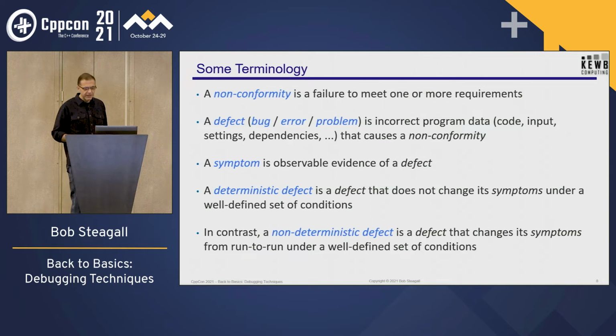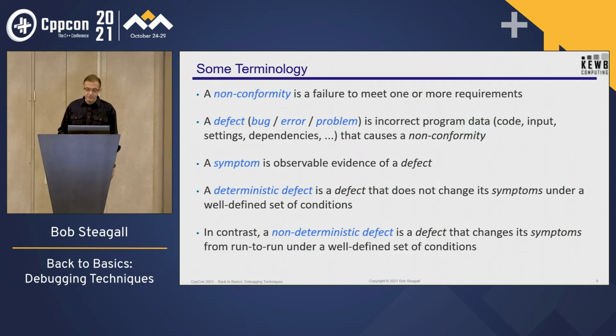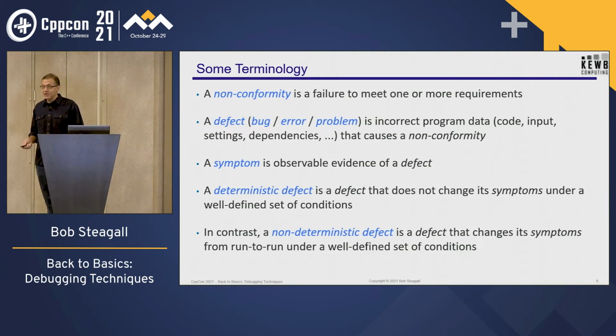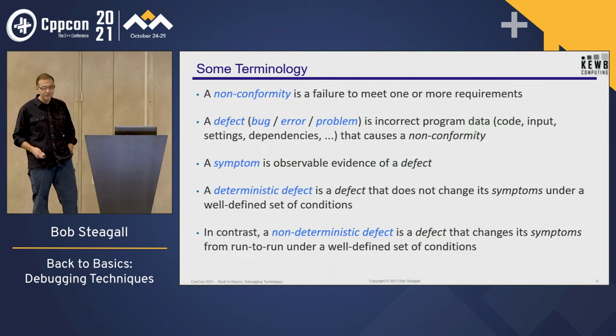Now, you've probably heard of non-deterministic defects. They're sometimes playfully called Heisenbugs, which is a play on the Heisenberg uncertainty principle, named after the German physicist Werner Heisenberg. And of course, there's the corresponding Bohr bug, which was named after Danish physicist Niels Bohr, and it's a play on his original deterministic model of atoms. So if someone says Heisenbug or Bohr bug, now you know what they mean.